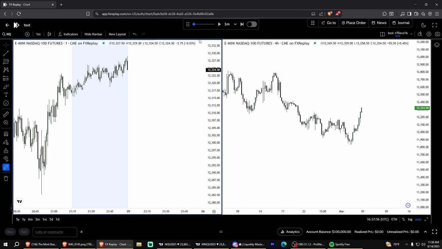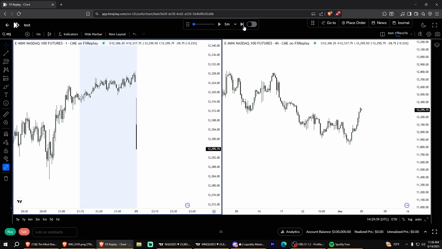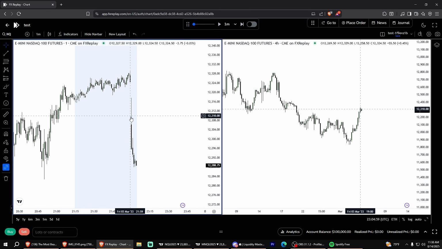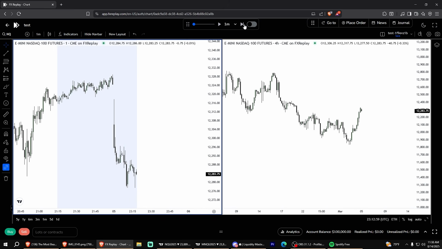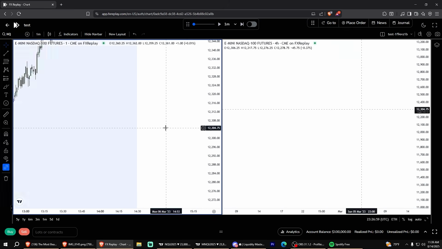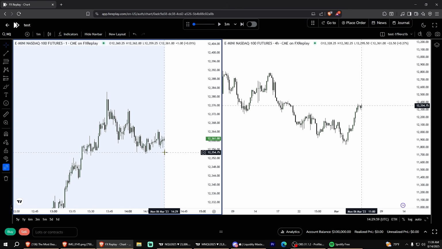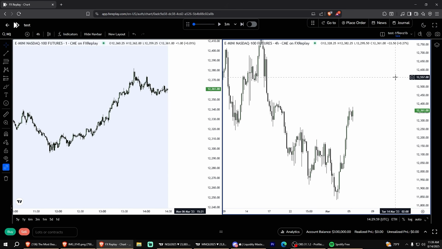We're going to go to next session. All right, fine. This is going to be Asia. Next day open, how about that? Okay, next day open. We're here. It is 2:30. Now, how would I find the draw on liquidity in this situation?